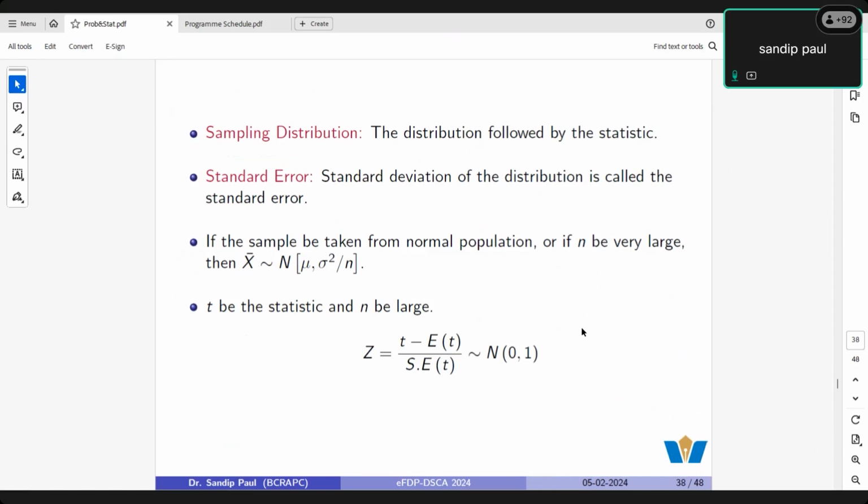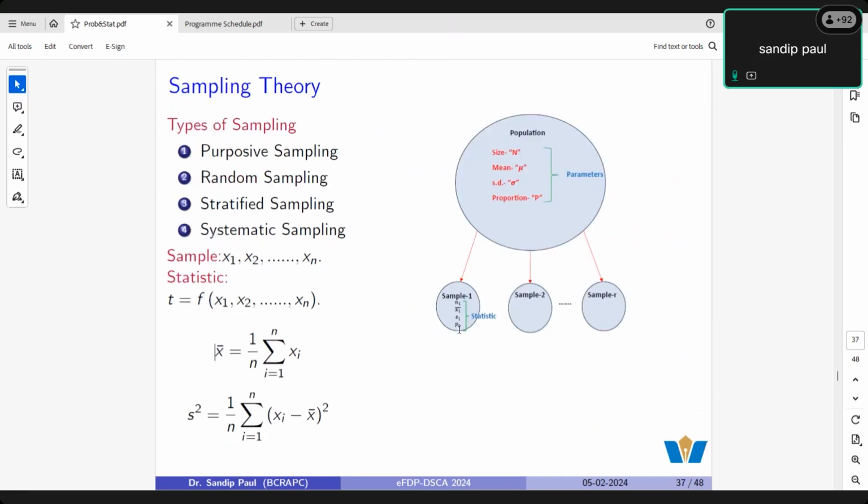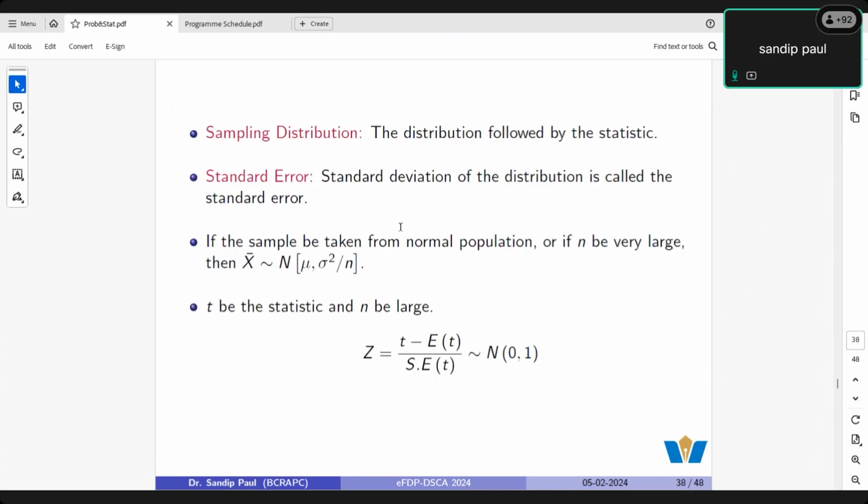Okay, and always we take the sample. From the population we can take various samples, sample 1 to sample R. So there are R samples we can take, and for each sample, suppose I am finding the means. So these means are the statistics and they will follow a distribution, and it is called the distribution followed by the statistic.